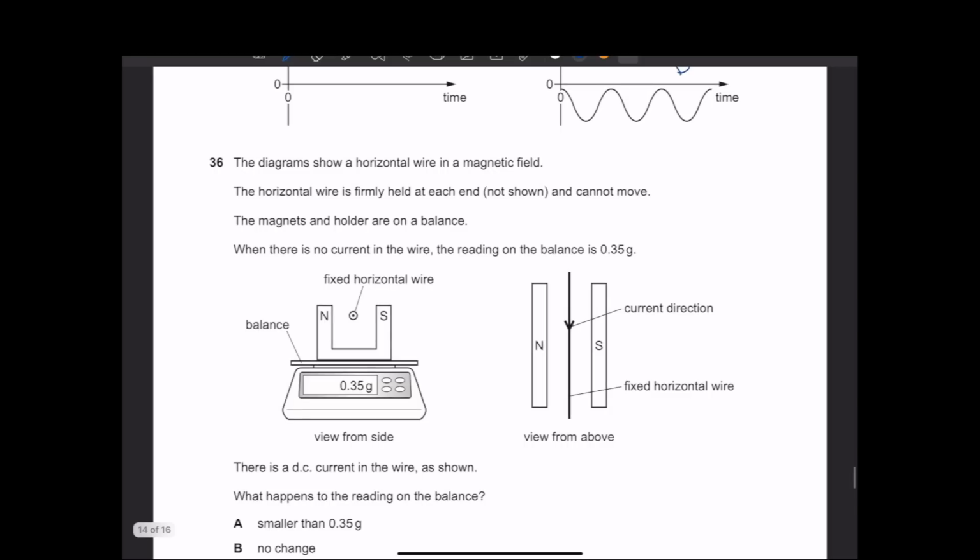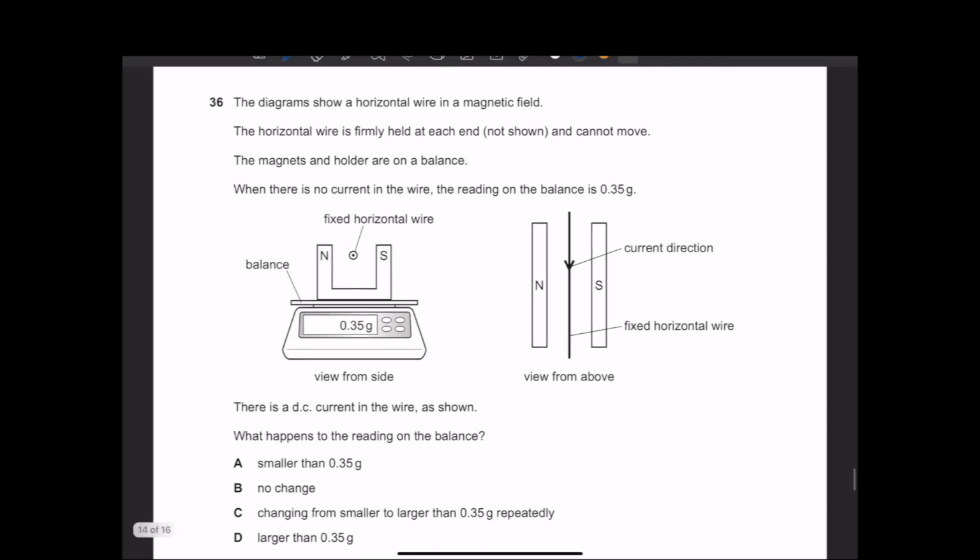Question 36. The diagram shows a horizontal wire in a magnetic field. The horizontal wire is firmly held at each end, not shown, and cannot move. So the wire itself is fixed and stretched, so it couldn't move. The magnets and a holder are on a balance, as you see here. When there is no current in the wire, the reading on the balance is 0.35 grams. It's shown in the figure here. There is a DC current in the wire right now, as shown. What happens to the reading on the balance?